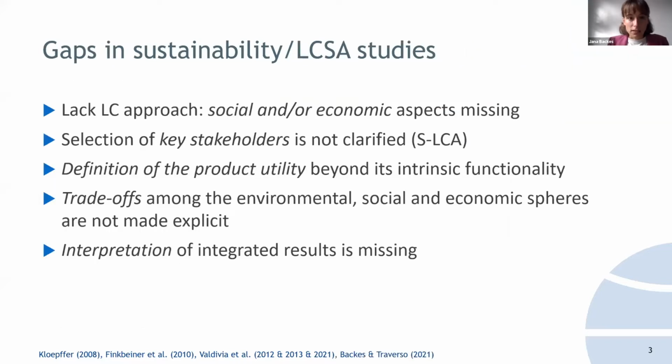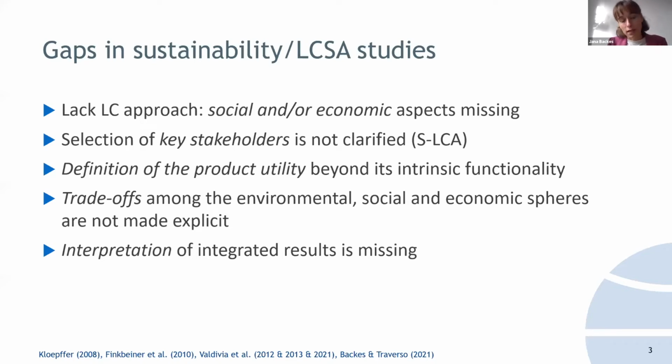So what we discovered from literature, and also wrote down in different papers, is that there's a lack of the life cycle approach. So not all 3 pillars, which I already named, are assessed. Mainly the social aspects are missing, partly also the economic aspects. Then it seems to be difficult for applicants to select the respective key stakeholders, especially in SLCA. And also the definition of the product utility, which is important for the functional unit, seems to be hard.